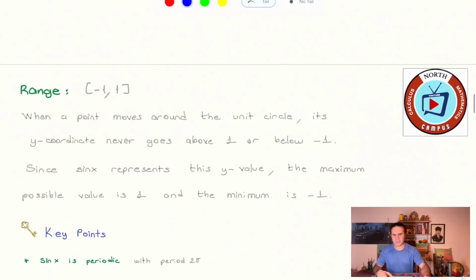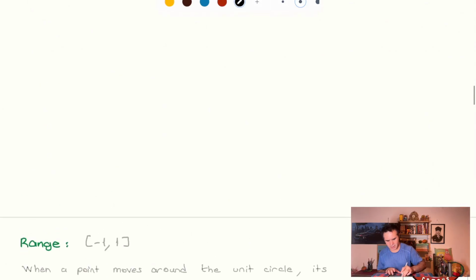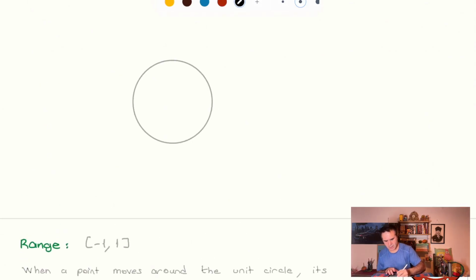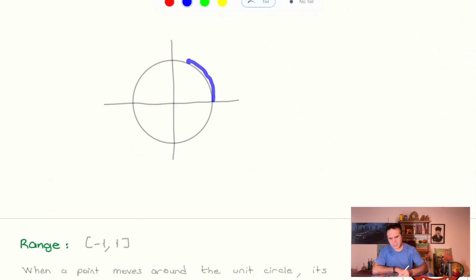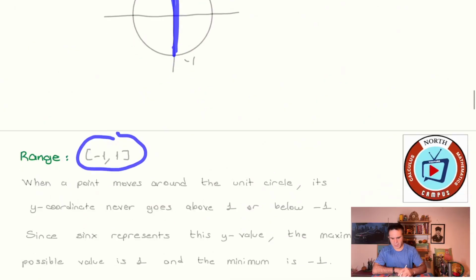For the range of the sine function, let's see what happens when a point moves around the unit circle. Let's take this unit circle, and when a point moves around the unit circle, its y-coordinate goes from +1 to -1. Its y-coordinate never goes above +1 or below -1, since sine x represents this value between plus and minus 1. So the range will be from -1 to +1.